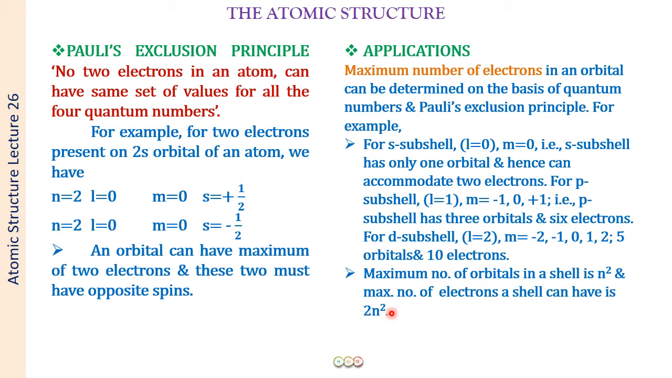So when n is 1, we have the first shell, and the maximum electrons it can have is going to be 2. When it is the second shell, that means n square is going to be 2 square, 4 into 2 is 8. So the maximum electrons in the second shell is going to be 8, and this is how we will calculate for the further shells as well.